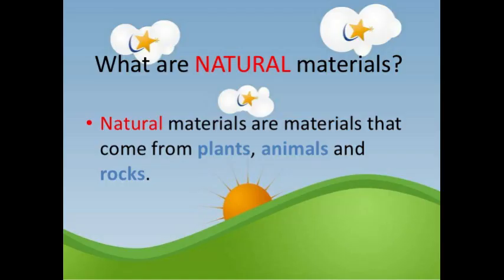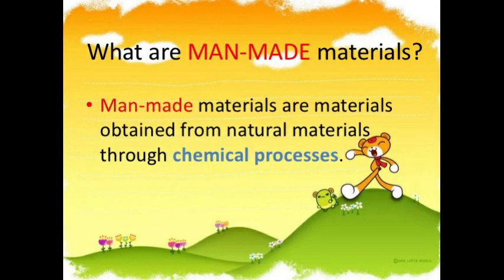Now, materials are mainly classified into two types: natural and human made. Now, what is meant by natural? Natural means the material which we get from nature. Such a material is called a natural material. For example, the desk, the table, is made up of wood, and wood we get from nature. So such objects which we get from nature are called natural materials.